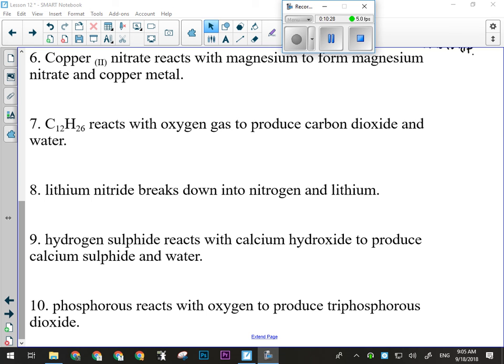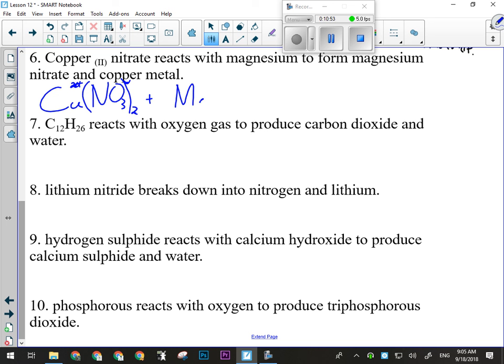So for number 6, we have copper 2 nitrate. The first thing we want to do here, guys, is write out all of the compounds that are involved. This is copper 2, so it's the copper that has the 2+ charge, and it's with nitrate, so that's NO3, which is a -1. So that's going to be Cu(NO3)2. And it is reacting with magnesium, so that's just Mg, to form magnesium nitrate. This is a 2+ with nitrate, so this is going to be Mg(NO3)2, plus copper metal.